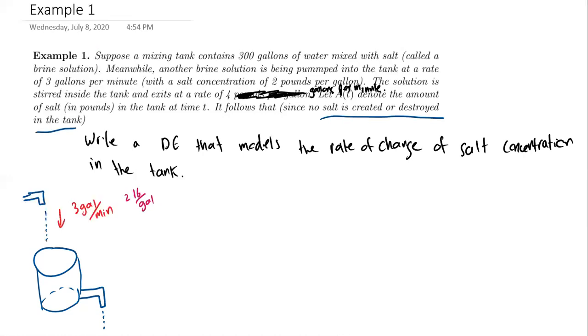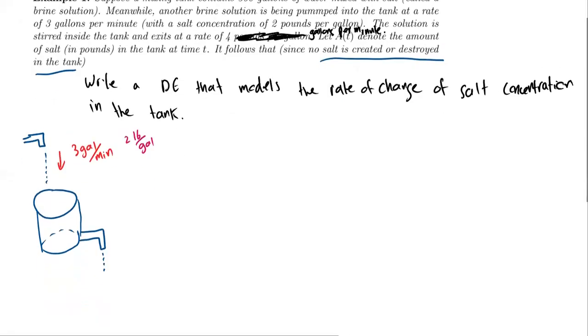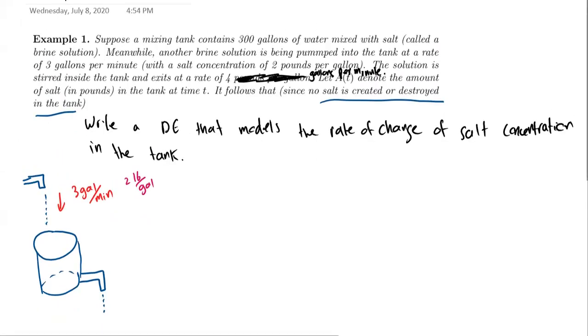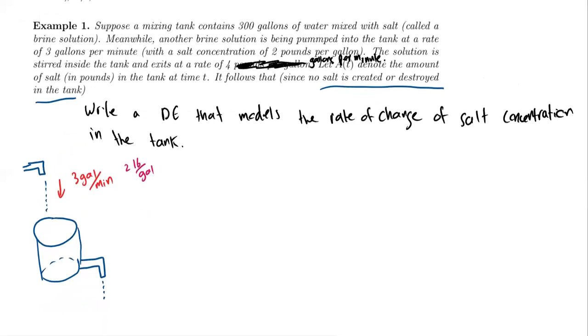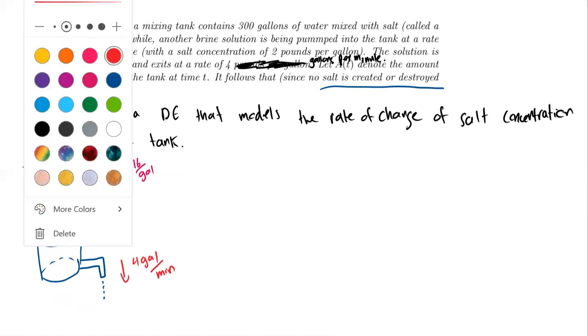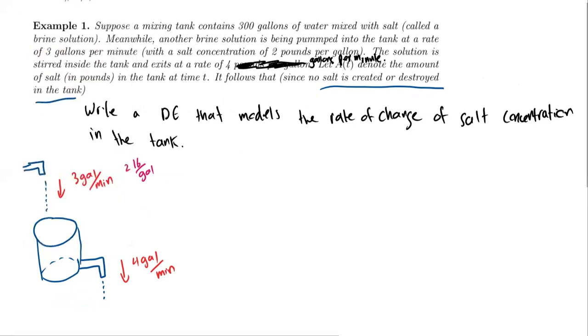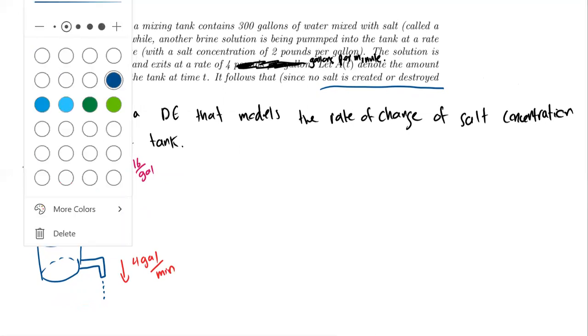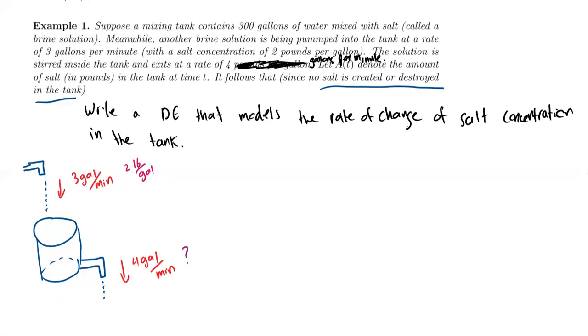Now, in terms of the rate at which the solution is coming out, we also have that information. We know that the brine solution is exiting the tank at a rate of 4 gallons per minute, right? That's the thing that I had to fix a little bit. So this is exiting at a rate of 4 gallons per minute. And then we don't actually know yet the concentration at which it is exiting. So for the concentration of the solution that is exiting, we don't know what it is yet. It's not given to us.